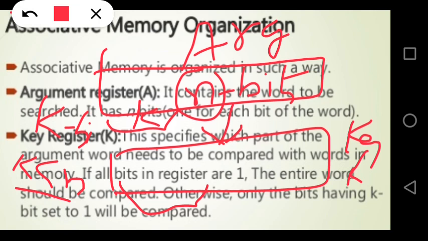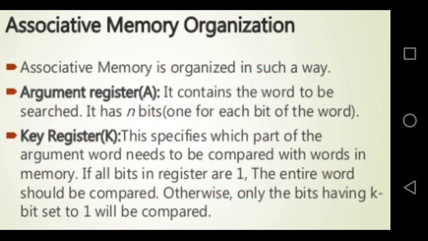So the key register contains k bits, and these k bits are a subset of the n bits. So this specifies which part of the argument word needs to be compared with the words in the memory. If all bits in the register are 1, the entire word should be compared. Otherwise, only the bits set to 1 will be compared. So this is interesting.